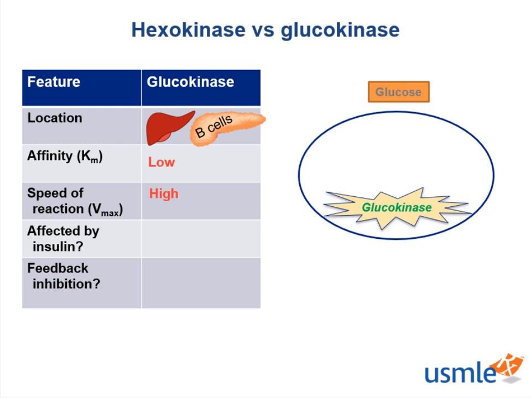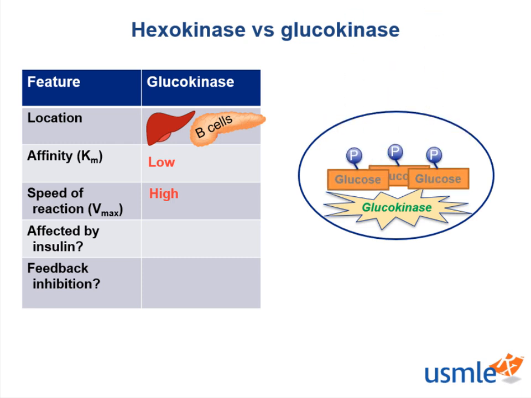This means that glucokinase is not going to be active unless you have a lot of glucose, but when you do have a lot of glucose, it can act very quickly to phosphorylate it. Also, it has no feedback inhibition from glucose 6-phosphate, so as long as there's lots of glucose in the bloodstream, glucokinase will keep phosphorylating glucose inside of cells.